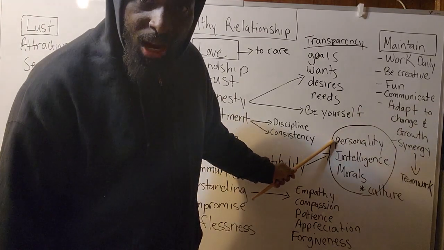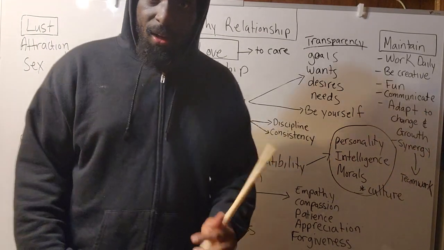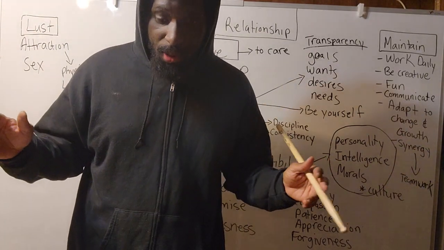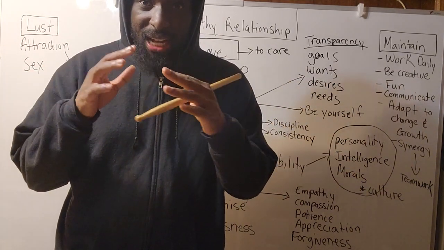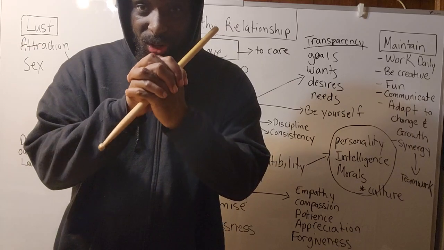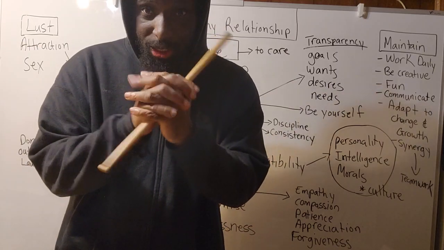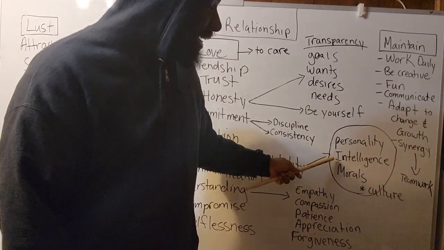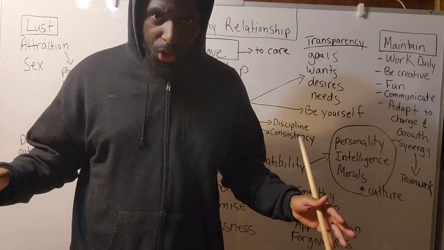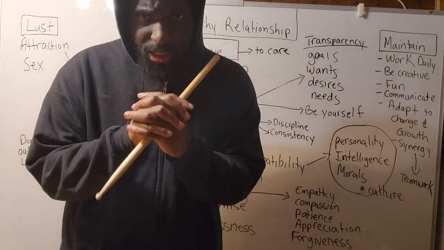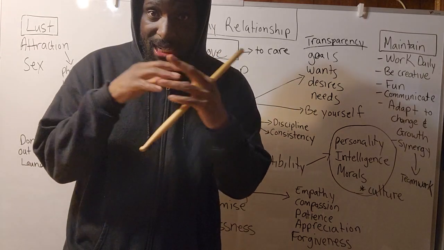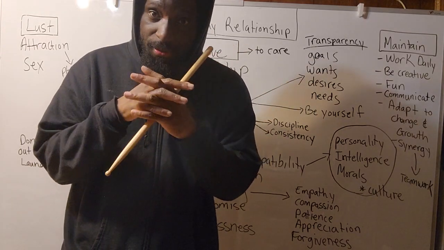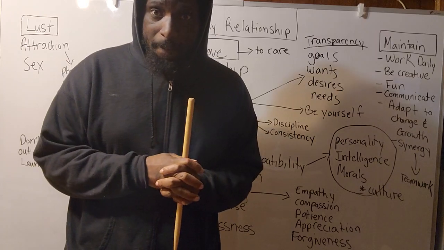You got to be compatible based on your personalities. You can't just partner up with somebody with a random personality. Their personality has to mesh with yours, has to be somewhat similar to yours, right? Intelligence, this is huge. The intelligence of you and your partner has to be very similar. I'm not saying it has to be exactly the same, but it has to be very similar, right?